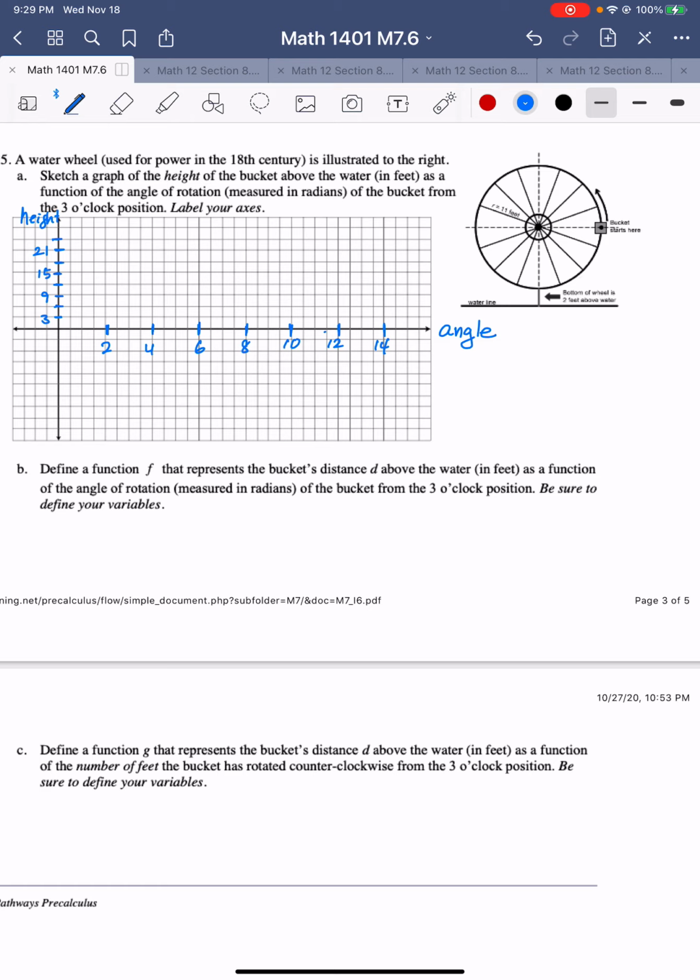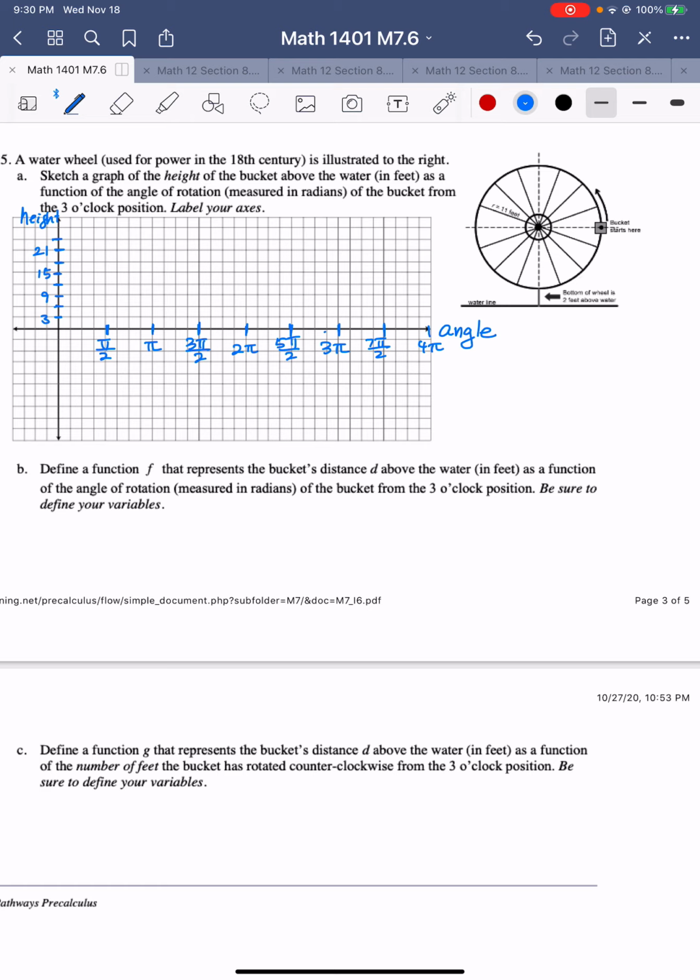Okay, I put the 2, 4, 6, 8, 10 in here, but I think it's better to put the angle here instead. So I want to put that as pi over 2, and then pi, and then 3 pi over 2, and then 2 pi, and then 5 pi over 2, 3 pi, and then 7 pi over 2, and then maybe a 4 pi here. Okay, I think that sounds better.